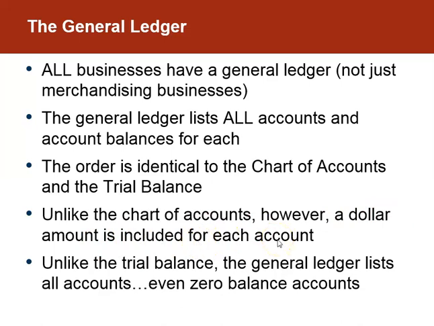Okay, so we can look at our chart of accounts, and if we have 200 accounts in our chart of accounts, we can be absolutely guaranteed that these same 200 accounts are in our general ledger. Okay? Now, last point. Unlike the trial balance, however, the general ledger lists all accounts, even zero balance accounts.